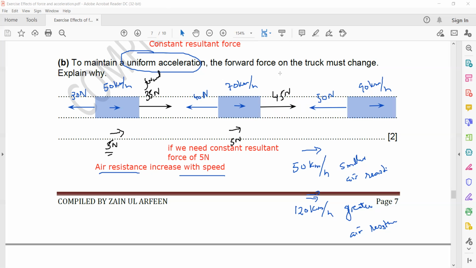Same way, as it is accelerating, the speed is increasing, so air resistance is also increasing. So we should also increase the forward force. To get a constant resultant force, what should happen to the forward force? Here the forward force should be 55, so that we get a resultant force of 5 Newton. So in the question they're saying, to maintain a uniform acceleration, a constant change in speed, what must be done to the forward force? The forward force must increase.